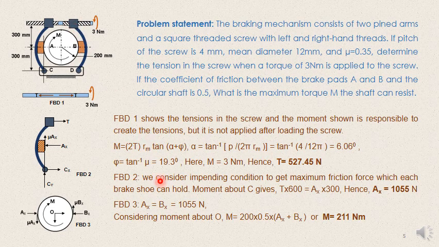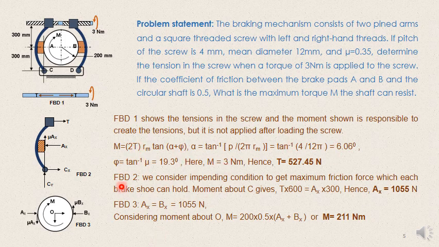Then you can see phi equals tan inverse mu, which is 19.3. Here M equals 3 Newton meter. Hence the tension T is calculated from this equation.